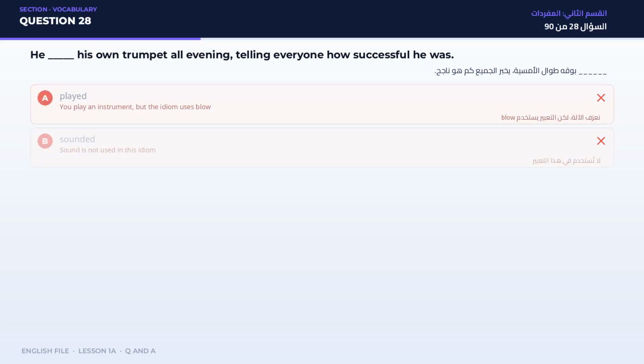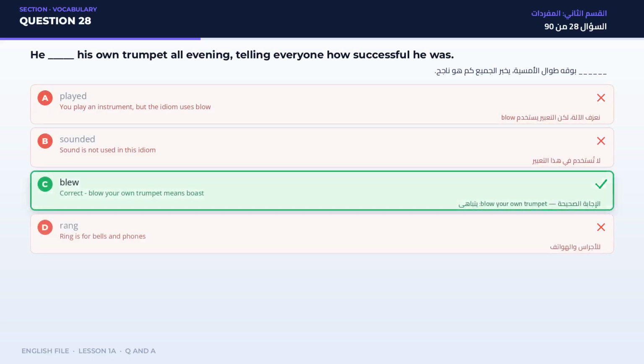Blue. Blow your own trumpet means boast. Not A. You play an instrument, but the idiom uses blow. B. Sound is not used in this idiom. D. Ring is for bells and phones.